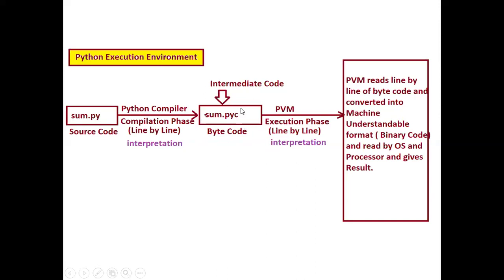After that, the execution process takes place. This is the intermediate code. PVM, what will it do? It reads the bytecode line by line and converts it into the machine understandable format. We all know the machine understandable format is binary code, which is read by the OS and the processor. And after that, it gives the result.